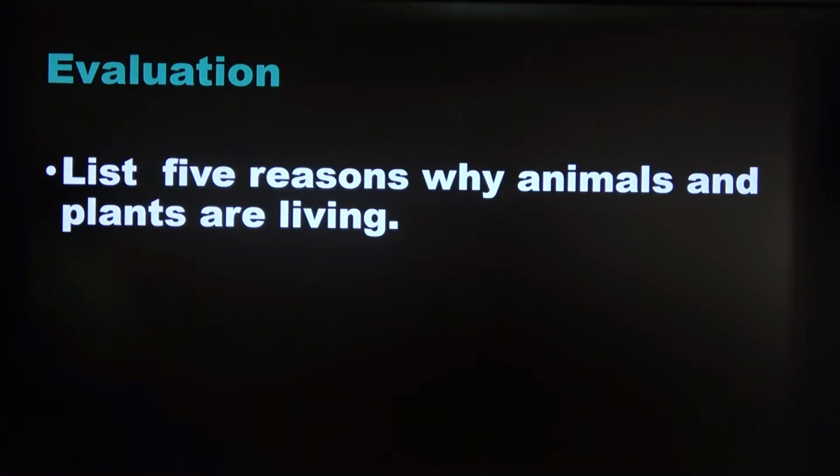Evaluation. List 5 reasons why animals and plants are living. Why are they living things? Why are plants living things? And why are animals living things? Why are they not non-living? You have to state it. Take a book and write it. Number 1, we said living things can move.